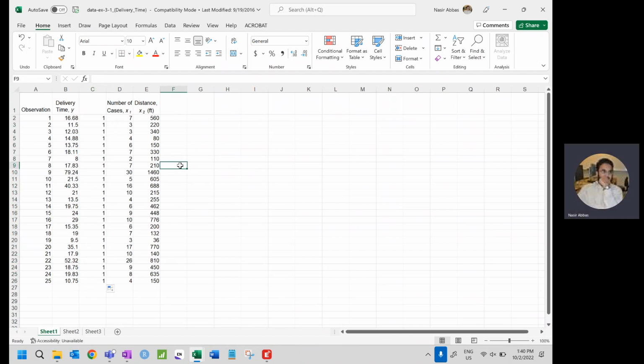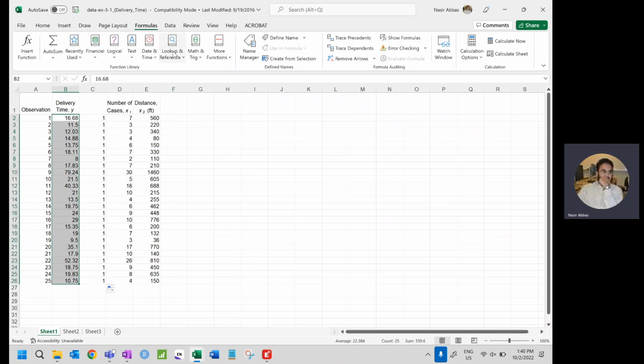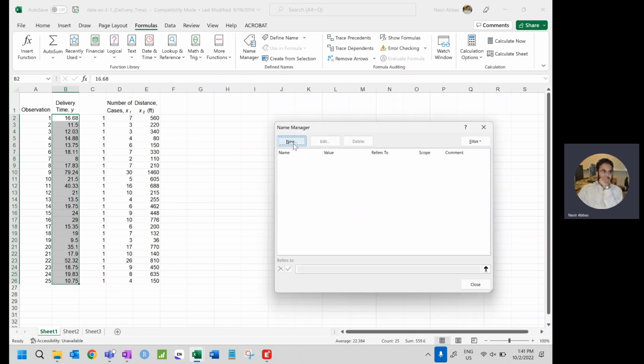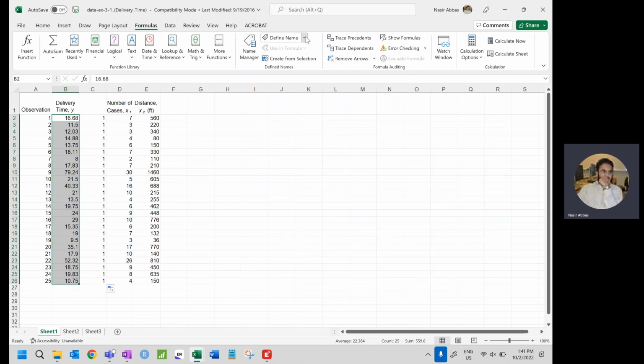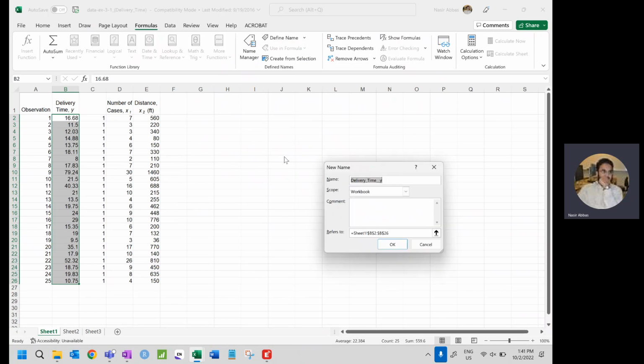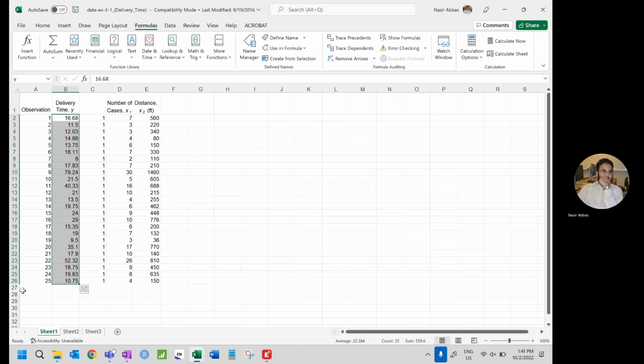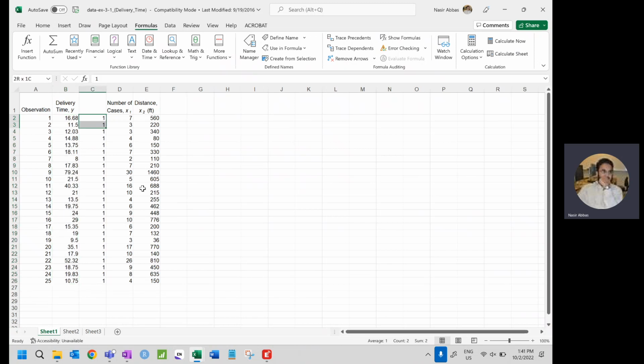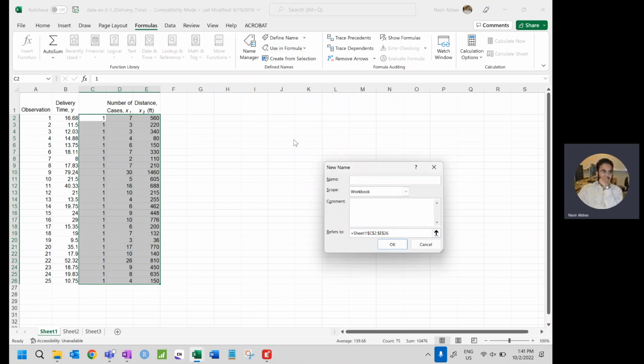Now I need to define the matrices like we define the names. I will select this column and define the name from the formula name manager, define the name. From define name, define the name of this one as Y. Again, you can do this without defining the name also. Defining the name will make it easier for you to follow things in the future. And this whole thing will be my X matrix. So I define the name of this thing as, let us say, XM, X matrix.